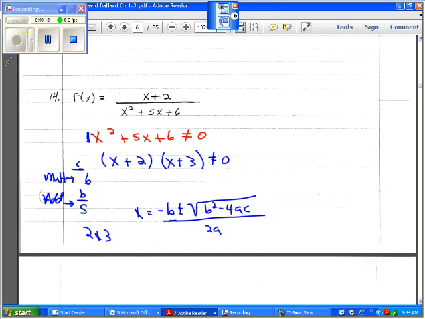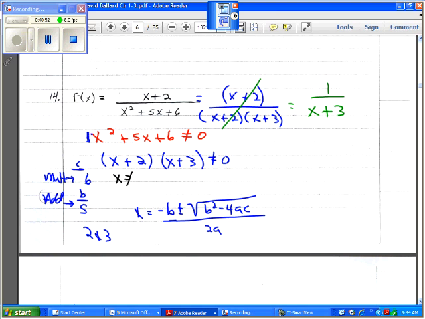Okay, so we now have x plus 2 over x plus 2 times x plus 3. And so those cancel, and we have 1 over x plus 3. So right here, we know that x cannot be what? Negative 2. Here, x cannot be negative 3.